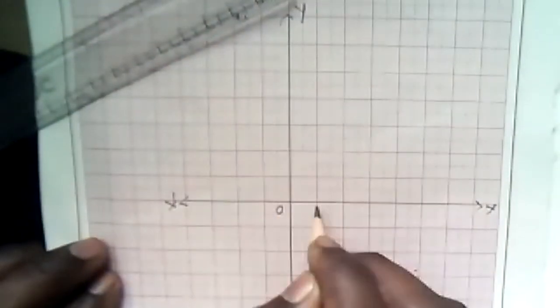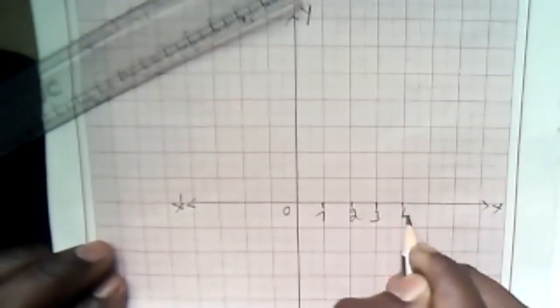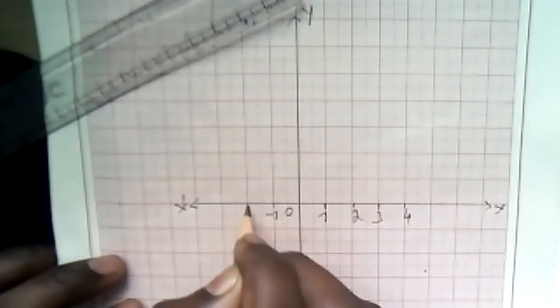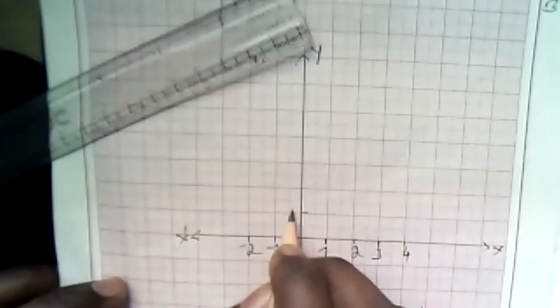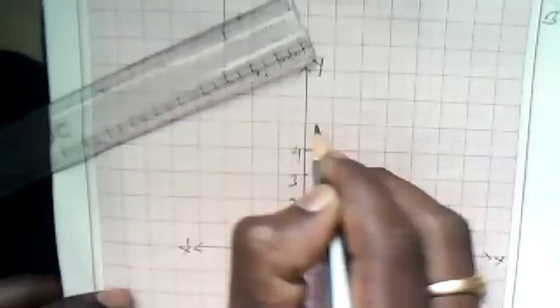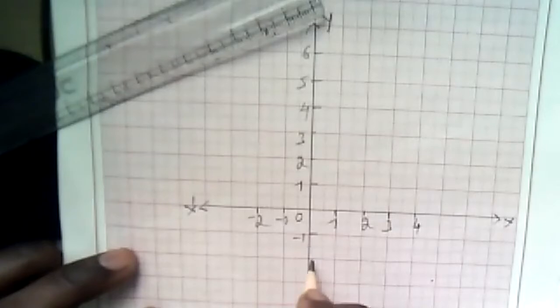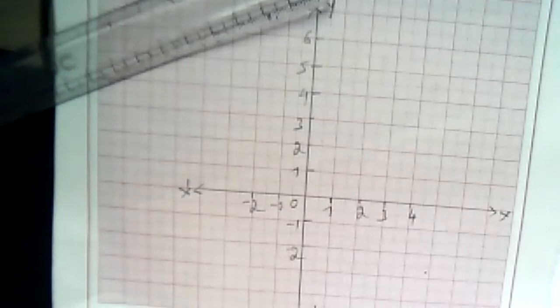This is the origin. X is 1, 2, 3, 4, enough. Minus x becomes minus 1, minus 2, enough. And along the y axis 1, 2, 3, 4, 5, 6. Y dash is minus 1, minus 2, enough. Okay, clear. What is the first value for x?